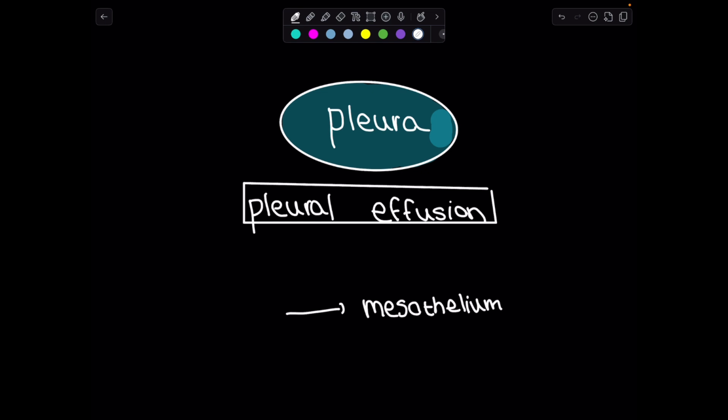That makes sense. And how does pleural effusion connect with pleura?